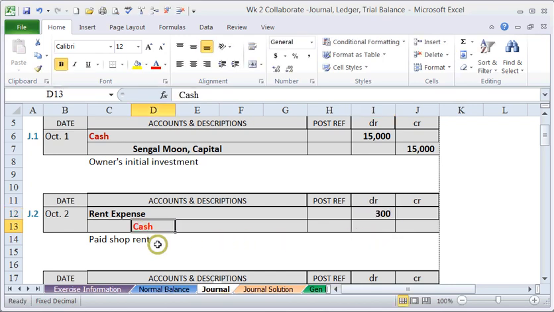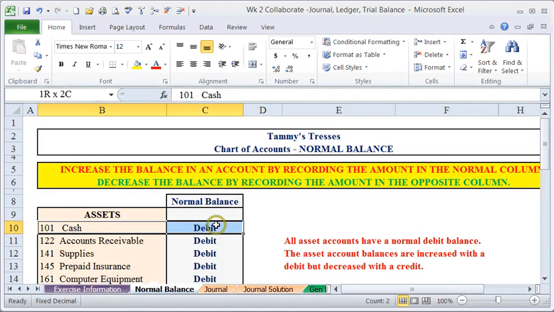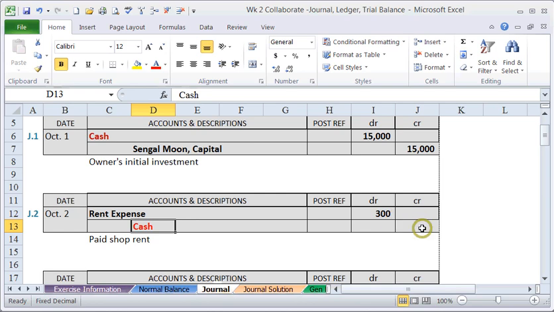We're going to record a credit to cash. If you remember, cash has a normal debit balance. When we increase cash, we record a debit, but here he wrote a check, so we're decreasing the balance in cash. We need to record a credit. So we're going to record the $300 on the same row as cash in the credit column.